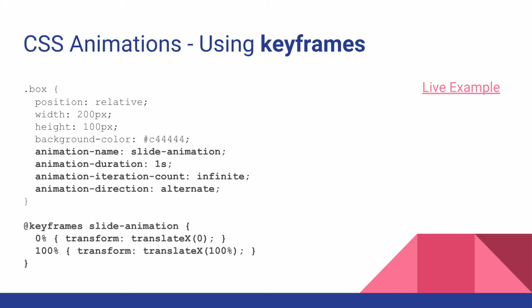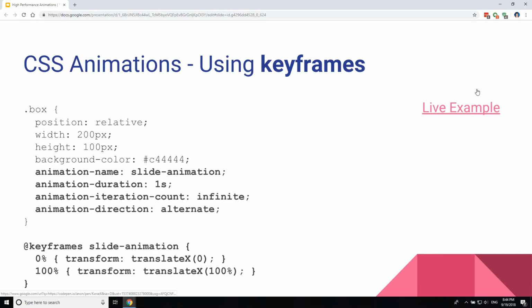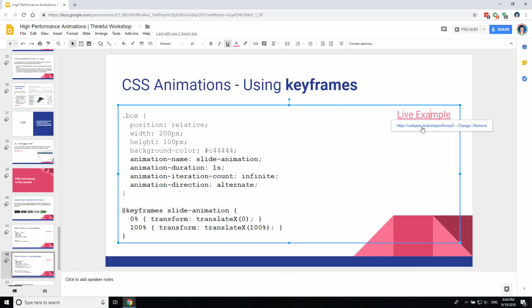Okay. So basically, you define one at 0%. Then another one at 100%, and it's going to be animating from translate 0 to translateX 100. So it's going to be moving from its current position on the x-axis to one whole unit of itself on the x-axis. And to show you what that would look like, let's see this cool live example right here.